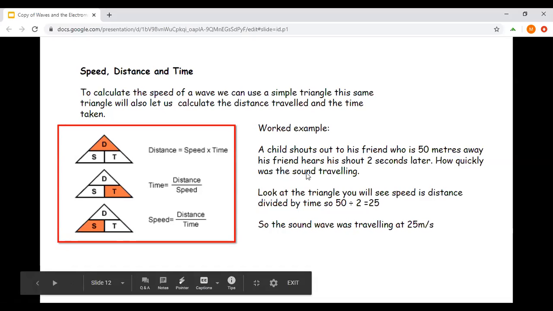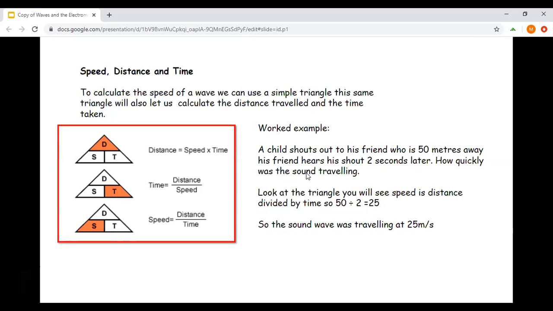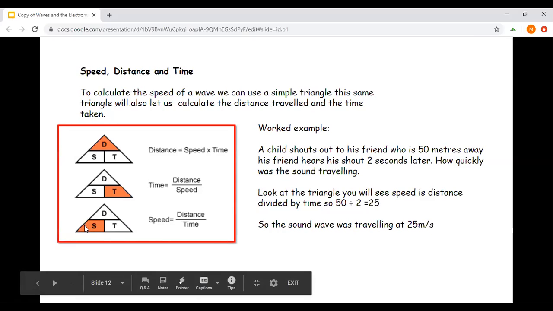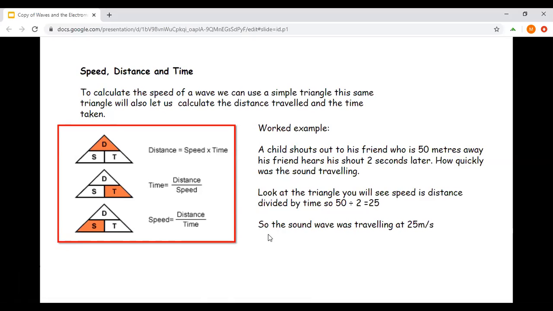So if a child shouts to his friend who is 50 meters away, and his friend hears the shout 2 seconds later, how quickly was it traveling? Really simple. We want to find the speed. We know the distance, we know the time, so it's just distance divided by time. 50 divided by 2 is 25. So the sound was traveling at 25 meters per second.